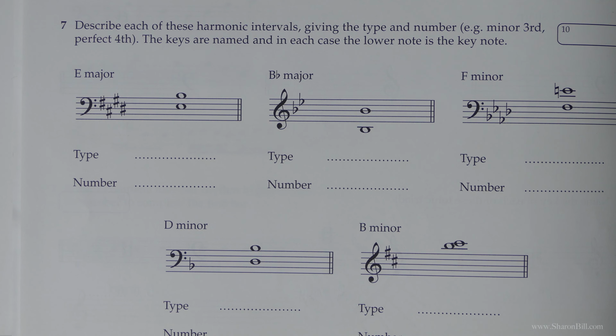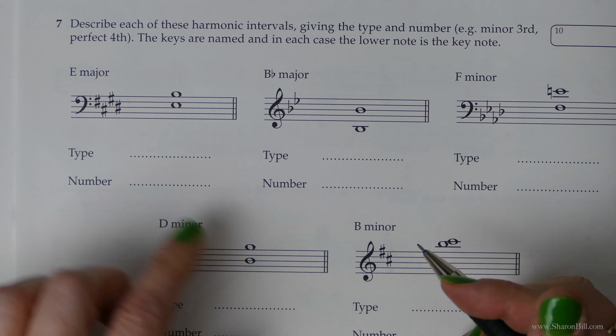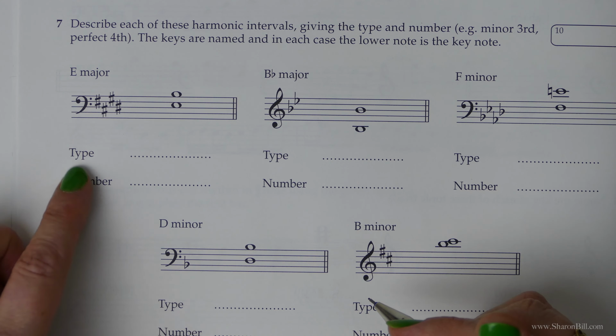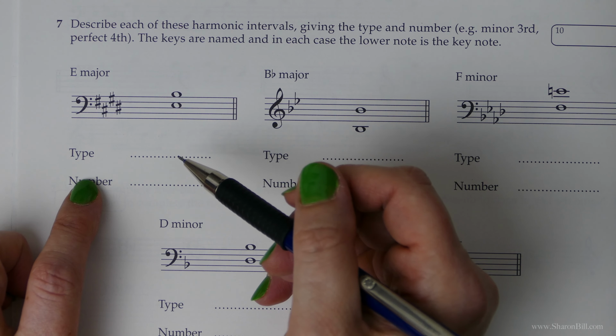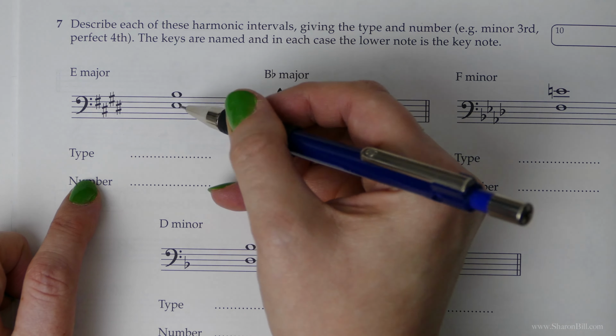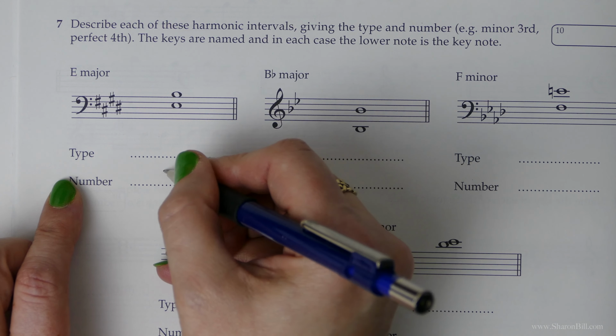And so let's have a look at this next question. Question 7. Describe each of these harmonic intervals, giving the type and the number. The keys are named, so that's given us a good start. And so all we've got to do is figure out the intervals. Now we can get half marks straight away by just counting the intervals. So we're counting from E, 1, 2, 3, 4, 5, so we know that's a fifth.